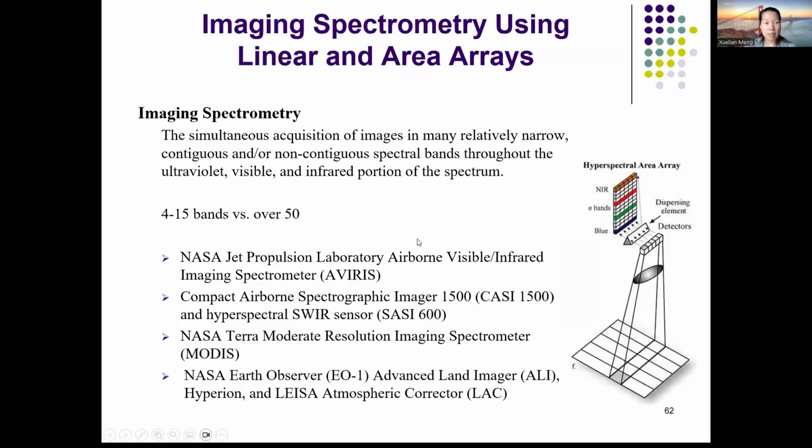Next is imaging spectrometer using linear and area arrays. So this imaging spectrometer, when you see this name, usually it simultaneously acquires images in many relatively narrow and continuous spectral bands. So it's usually used for hyperspectral data sets. In this, we see the AVIRIS data set, CASI, SASI, and MODIS data sets, EO-1 Hyperion, and LAC data sets.